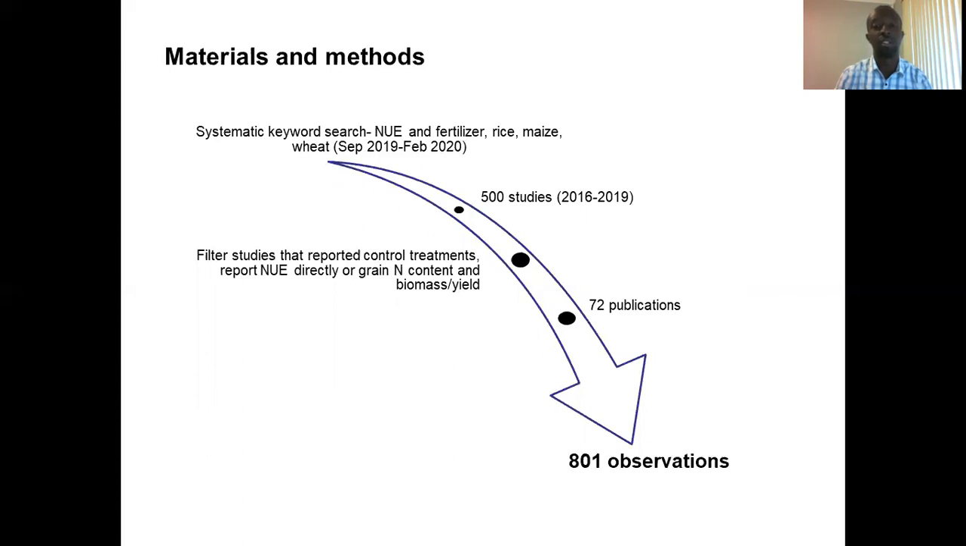And it yielded 500 studies, which I then filtered by considering only those studies that had a control treatment, or reported nitrogen use efficiency directly, or had some parameters that would enable calculation of the nitrogen use efficiency. So from those, I got 72 publications, and in total 801 observations which I used in the meta-analysis.